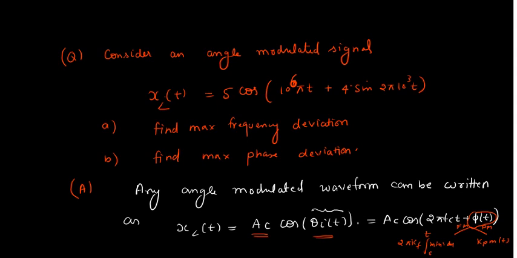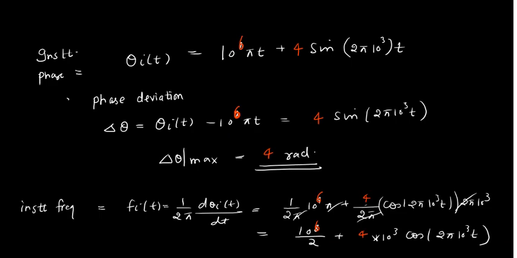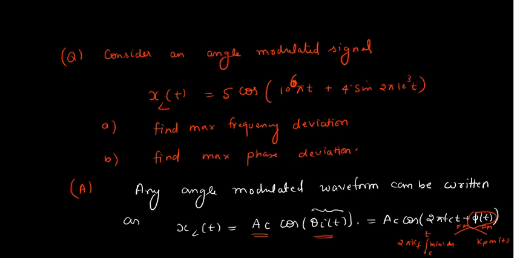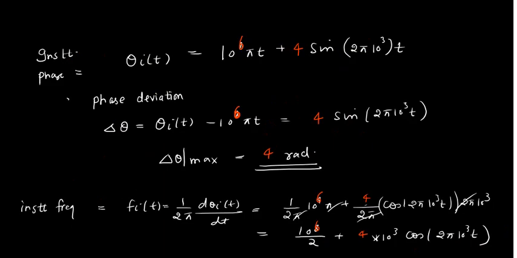So the instantaneous phase is this, theta_i(t). First we write the instantaneous phase of the angle modulated waveform, which is given as 10 to the power 6 pi t plus 4 sin(2 pi 10 to the power 3 t). So this is the instantaneous phase of your angle modulated waveform.